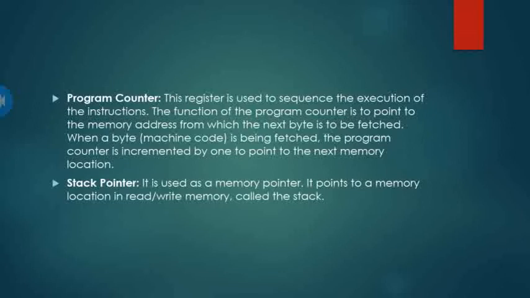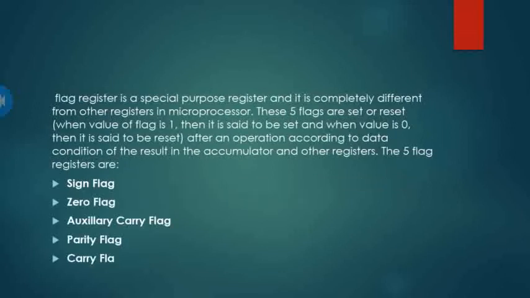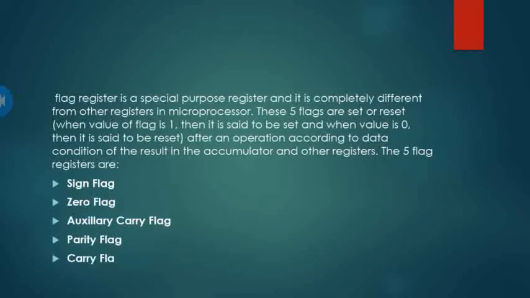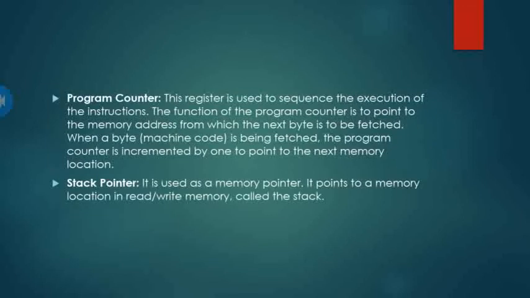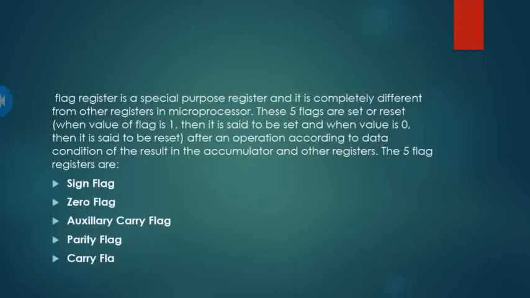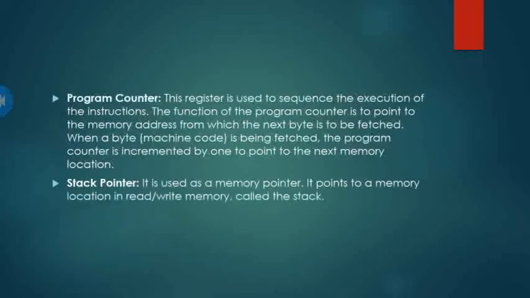So that was all about the registers of 8085, where we have studied accumulator, general purpose registers, flag registers, program counter register, and stack pointer register. Accumulator is of 8-bit, and normal general purpose register is of 8-bit, but when we use these registers in pair form, we use it as 16-bit. Status registers, program counter, and stack pointer. So that was all about the registers.